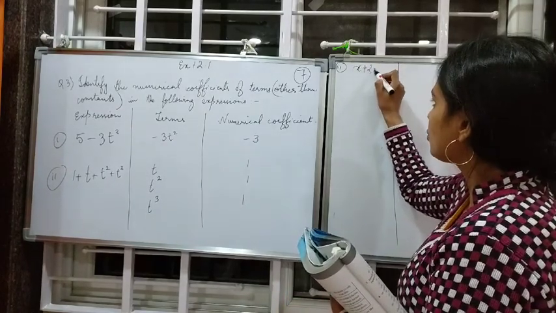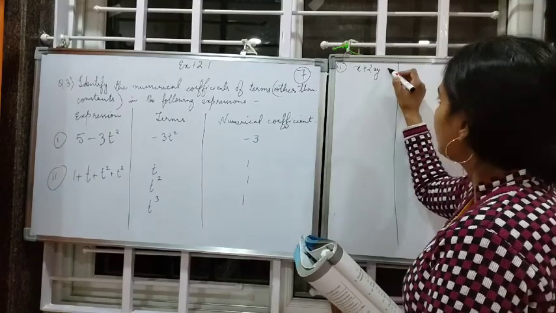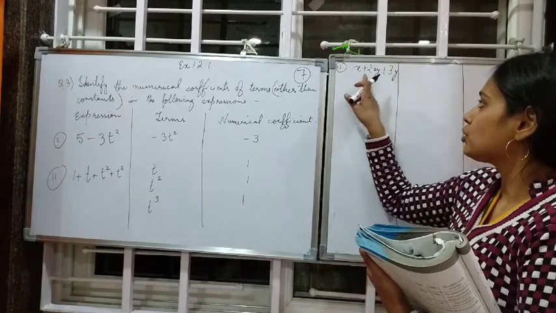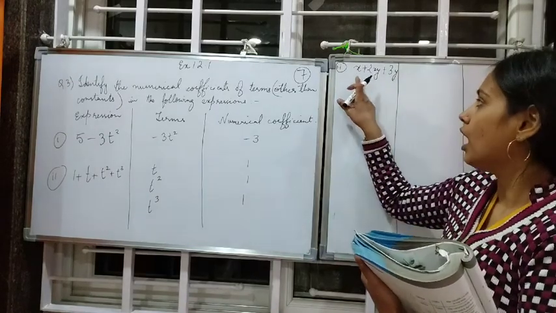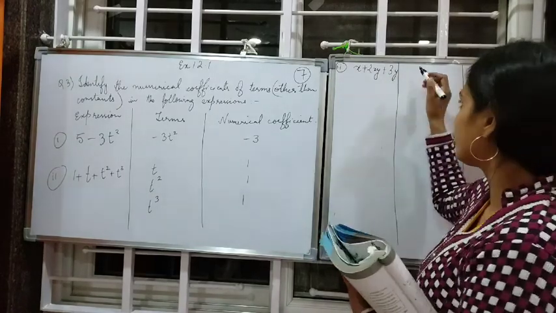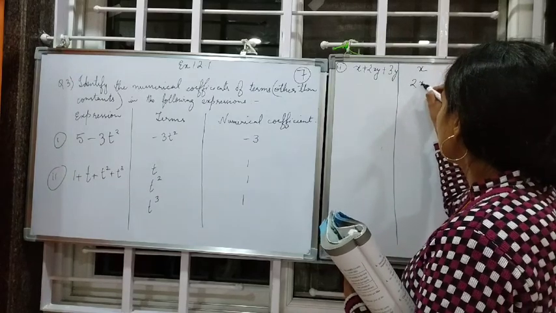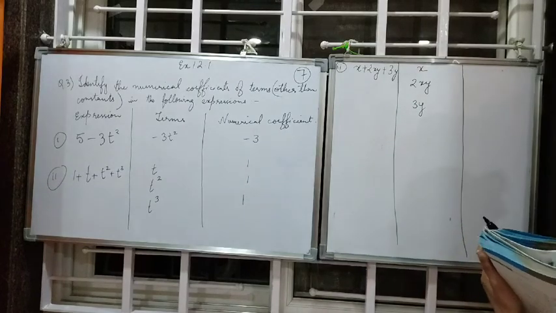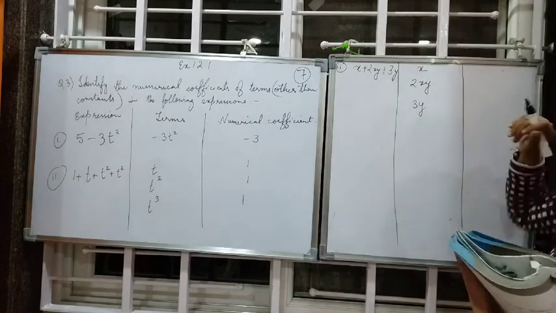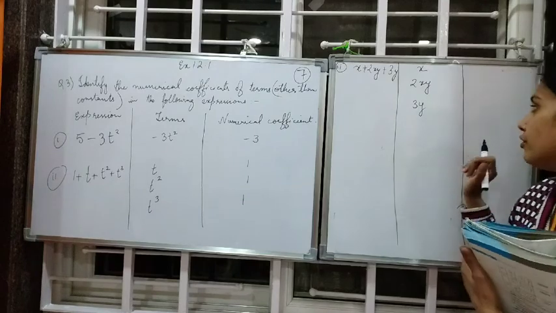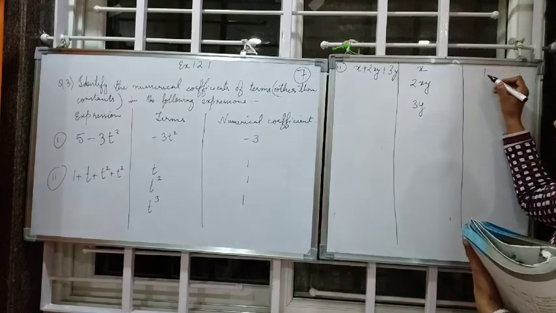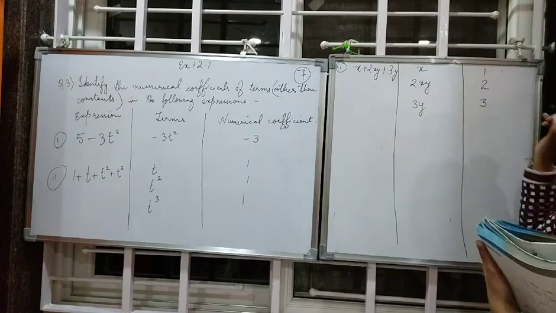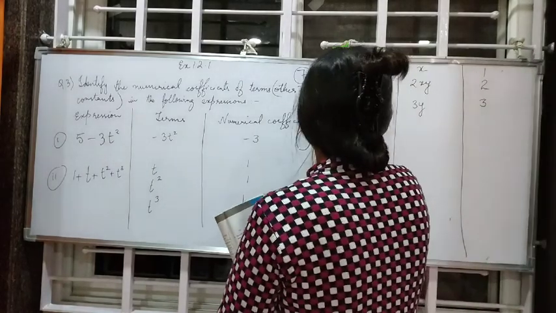x plus 2xy plus 3y. So there is no constant term. All are variables, right? So we write for all: x, 2xy and 3y. And now we have to write the numerical coefficient. As I said, just hide the variable and we'll come to know the numerical coefficient. So here when we hide x, we get 1. When we hide xy, we get 2. When we hide y, we get 3. Then we go to the fourth one.